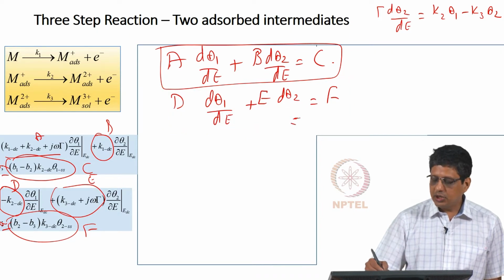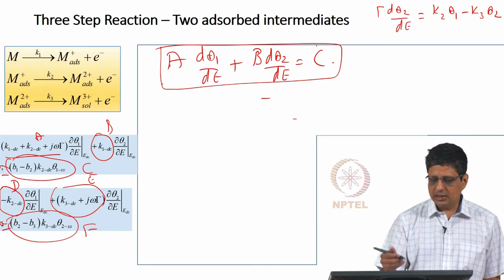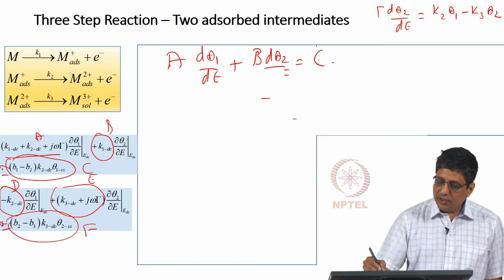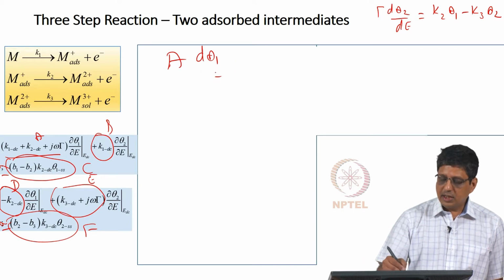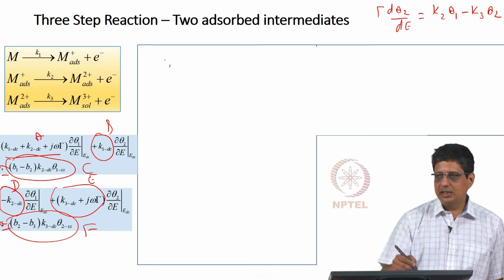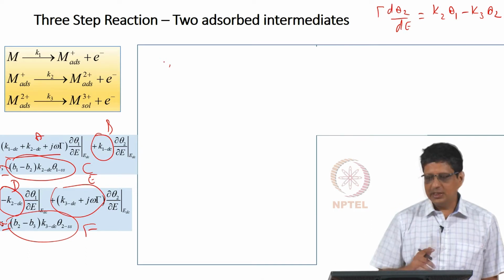It is not like what you have done in the one adsorbed species, where you can just rearrange and get the answer, because it is one equation, one unknown. Even if you had 10 equations, 10 unknowns, you can solve them, as long as you recognize that you have to solve them simultaneously. You can't just get d theta 1 by dE equal to something in the first simplification.